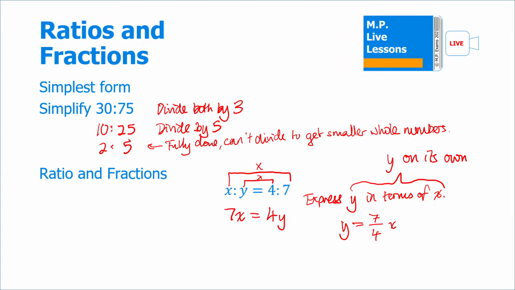You could also do the opposite, so express x in terms of y. So we have x on its own. To get that, we'll have to divide both sides by 7, so we have 4 over 7 y.